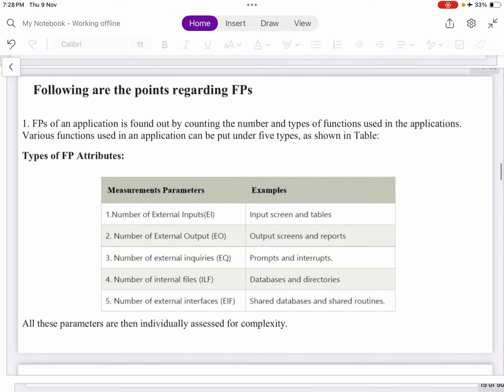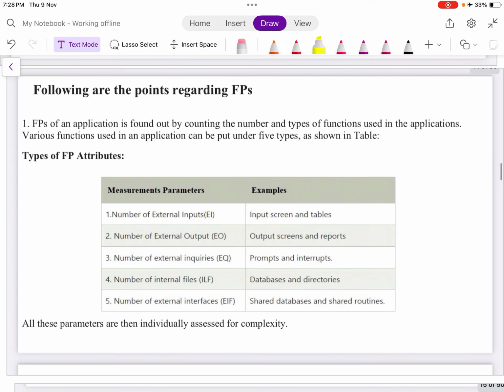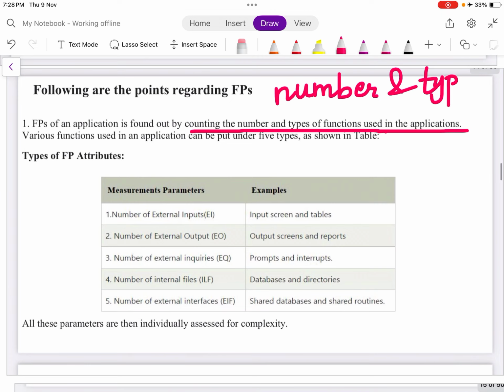Following are the points regarding function points. Function points of an application are found out by counting the number and types of functions used in the application. So how do you calculate the function point? You calculate it by counting the number and types of functions which are used in the application.